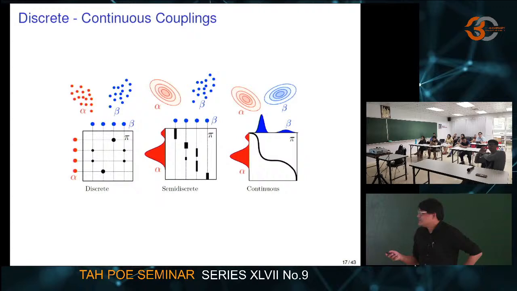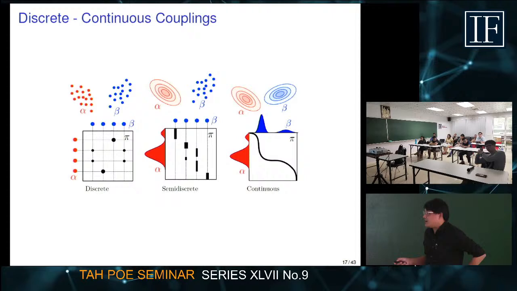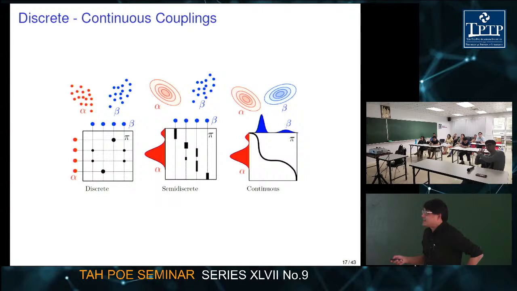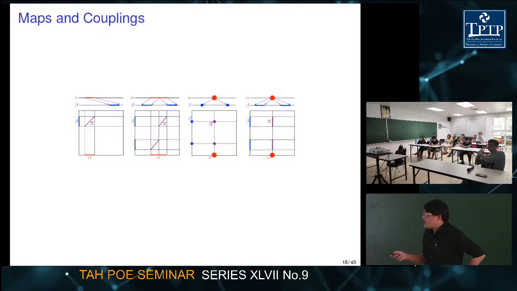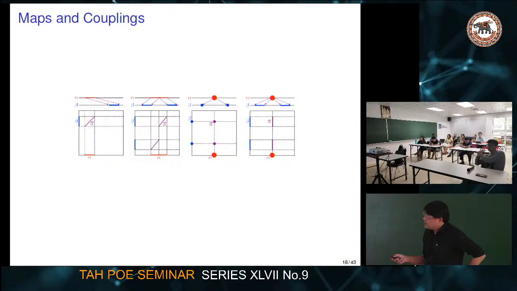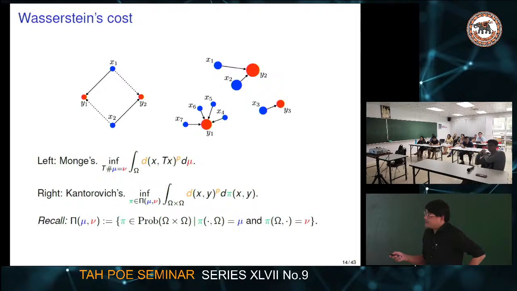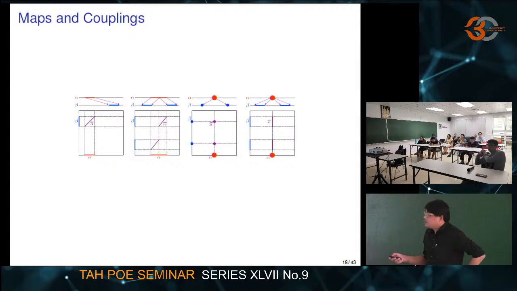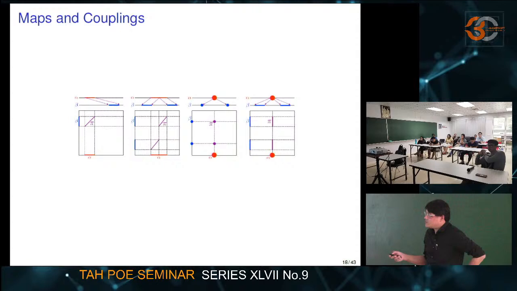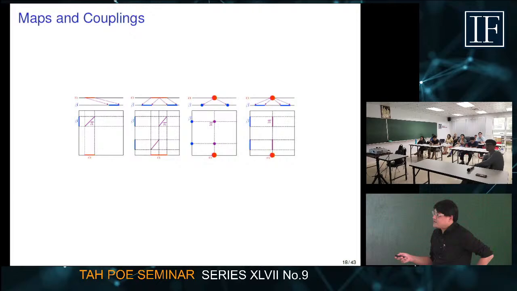Okay, so from discrete to semi-discrete to continuous, you can see what is meant by coupling. I hope you can gain more insight about couplings. This is also another interpretation of couplings. So in the case of Monge, you transport one mass to another. But here, you can see that we transport one mass to another two, or one mass to an interval. So you can transport a single mass freely to other points.